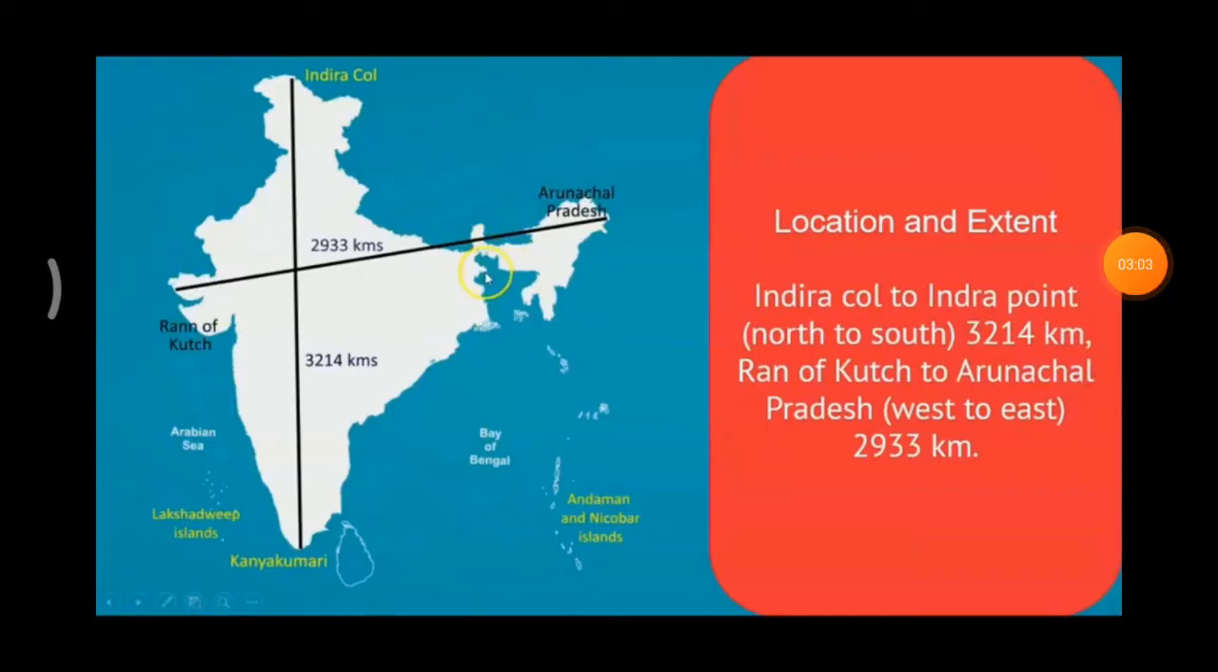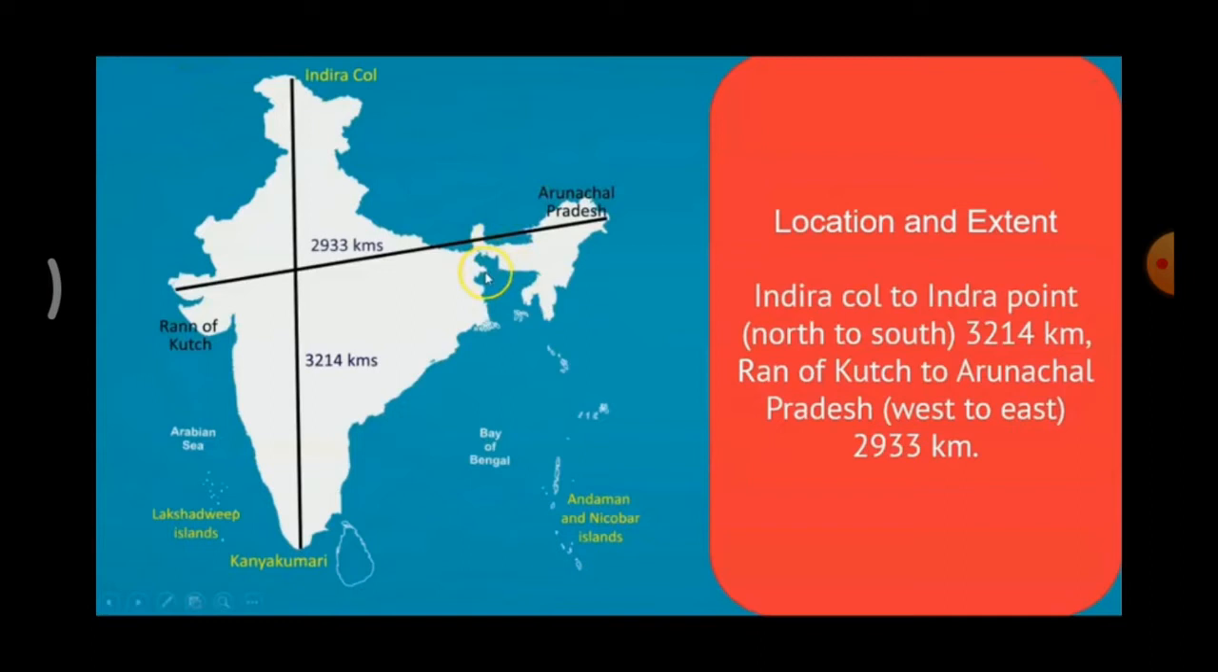The southernmost point of the country is called Indira Point. This Indira Point is located in the Andaman and Nicobar Islands. The southernmost point of the mainland of India is Cape Comorin, that is Kanyakumari. What is the southern edge of our country? Cape Comorin, that is Kanyakumari.